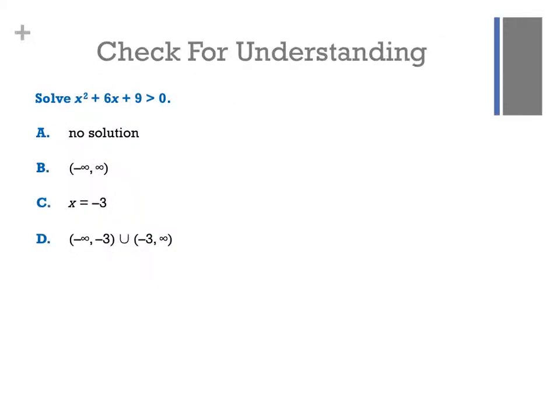Okay, it's time to check for your understanding. I want you to solve x squared plus 6x plus 9 not less than, greater than 0. And you have 4 choices, A, B, C, or D. Go ahead and work out the inequality and choose a solution and press submit.